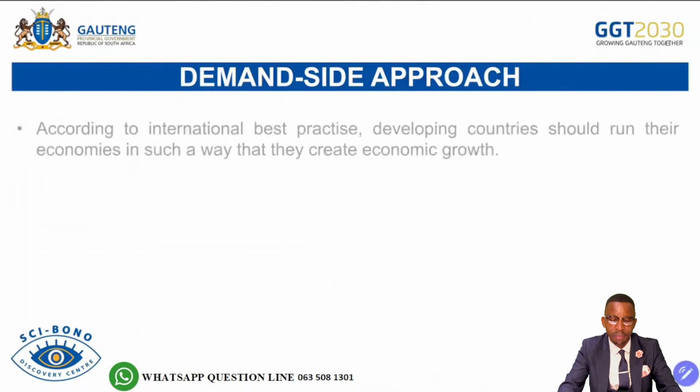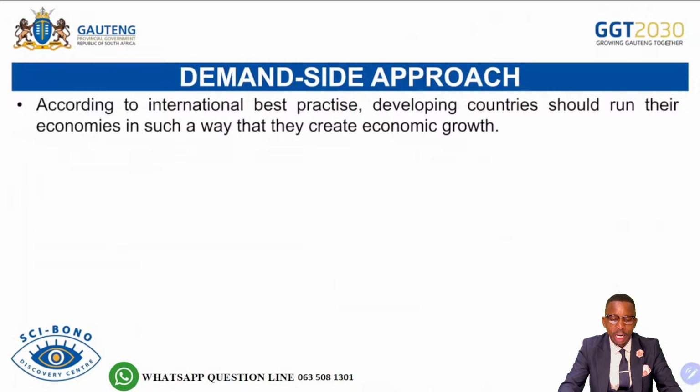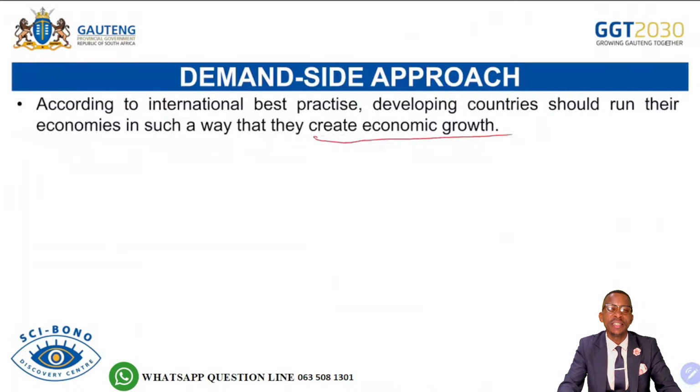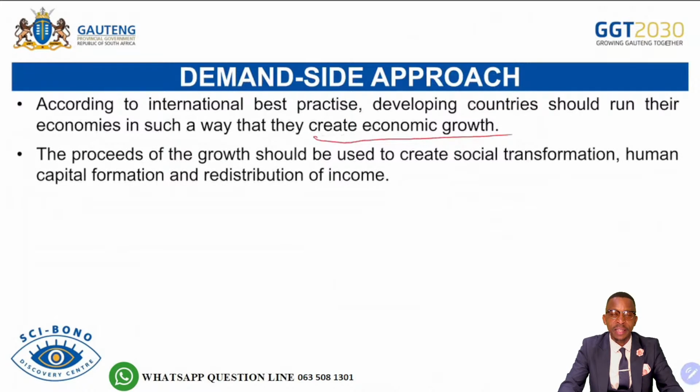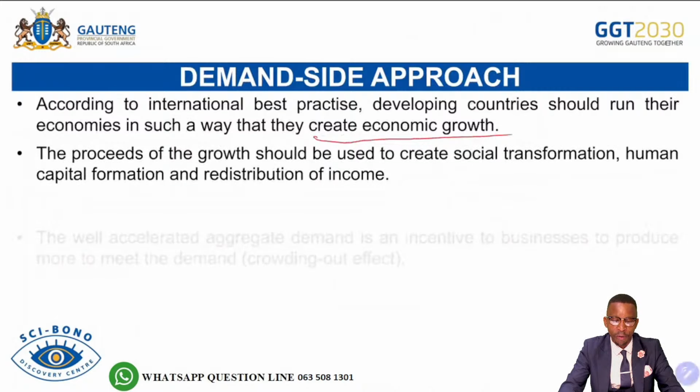We continue with the demand side approach. According to international best practices, developing countries should run their economies in such a way that it creates economic growth. For each nation, it is very important to ensure that it achieves economic growth. That's why each and every nation across the world is targeting positive growth trends, so that the nation can meet the basic needs of the society. The proceeds of growth should be used to create social transformation, human capital formation, and redistribution of income.